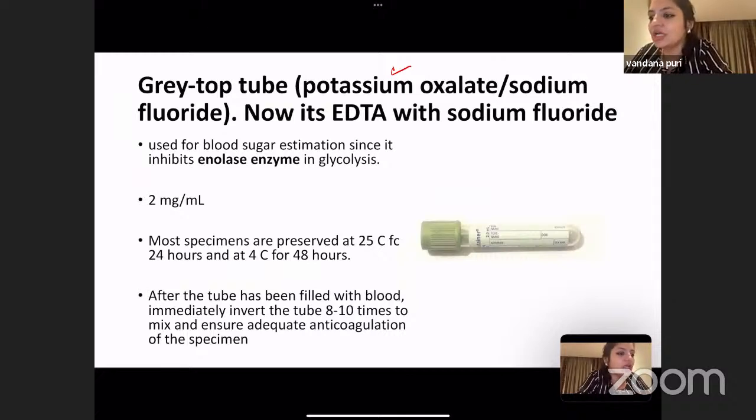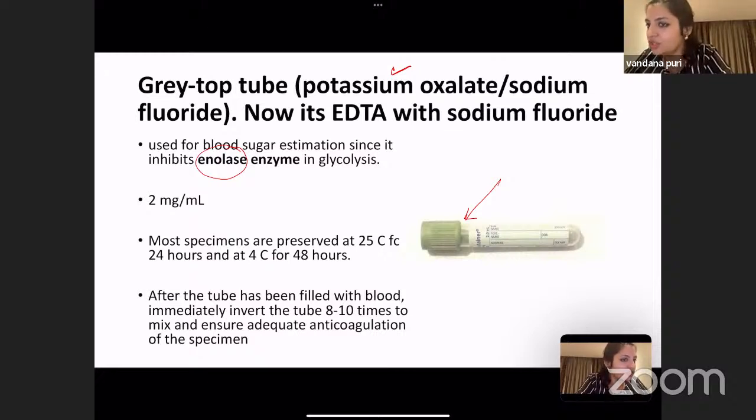Now let's come to one more variation of EDTA, which is recently done. This is your gray-topped vacutainer. This gray-topped vacutainer is gray because it has a very special molecule in it: sodium fluoride. Sodium fluoride is added to inhibit enolase. The enolase enzyme is important in glycolysis, so to inhibit enolase, this is there. What is the anticoagulant in it? Earlier it was potassium oxalate, but now they have added EDTA itself. So now this gray top tube is also having EDTA.